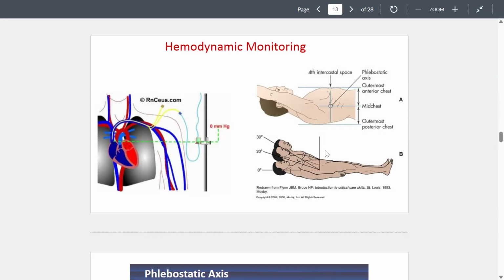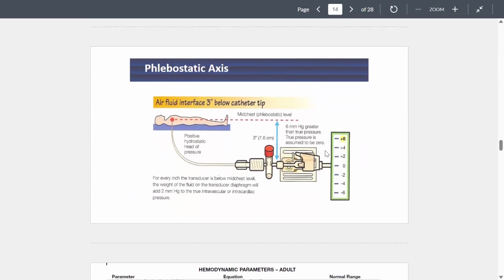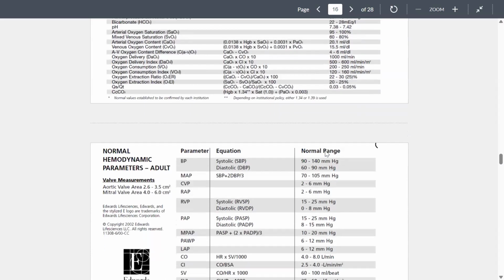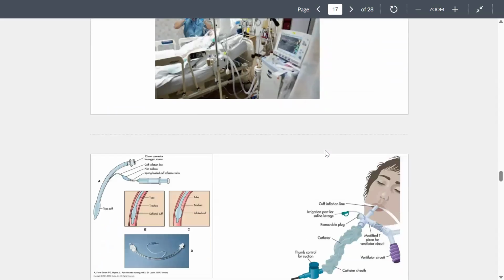So regardless of whether the head of bed is elevated 20 or 30 degrees, it doesn't mean anything. It's not about the head of the bed or the patient's head. If the patient is sitting, in high Fowler's or semi-Fowler's position, we always make sure this point is leveled with the transducer, regardless of the head of bed elevation. These numbers are just informational; I'm not expecting you to know them.